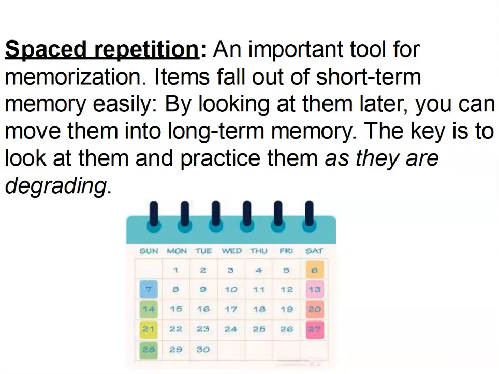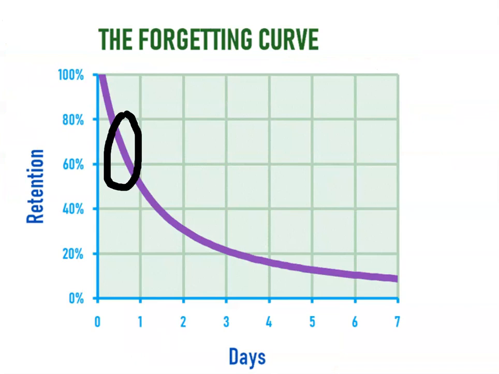Spaced repetition is our tool. Items are going to fall out of short-term memory very easily, but we look at them during that sweet spot that I just showed you. We're going to try and move them into long-term memory. The real key, the secret, is to look at them and practice them as they're degrading. It is not worth your while to practice them when they're still high. Here, let me back up so you can see this again.